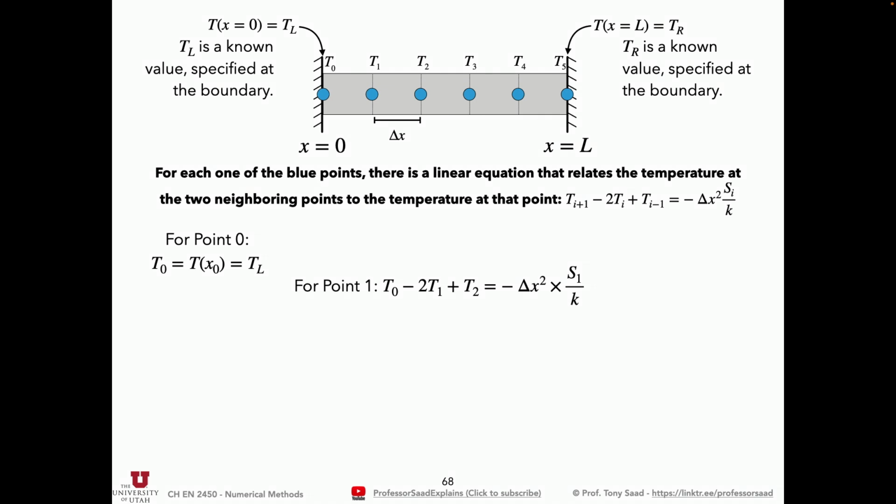For point 1, you have the equation at point 1. It's related to T0. You keep T0 here. Although it's known, you're putting that on the right-hand side, you're treating T0 as an unknown. So that's fine. The system is smart. It will find the solution T0 equal TL for that point 0. And then for point 1, you have this equation. For point 2, you have the equation at point 2, and so on and so forth.